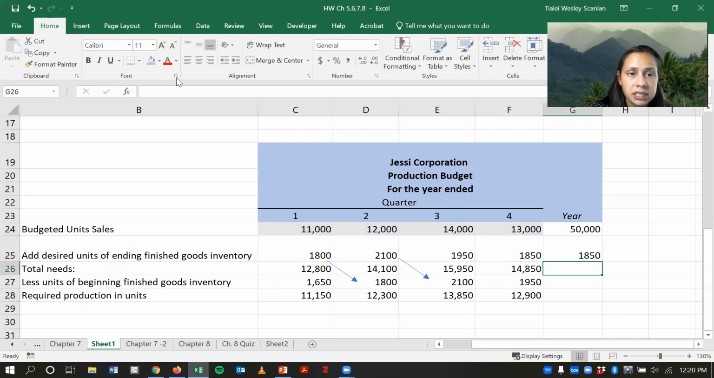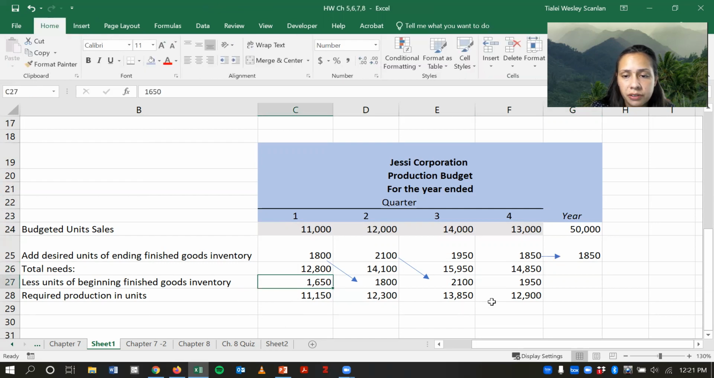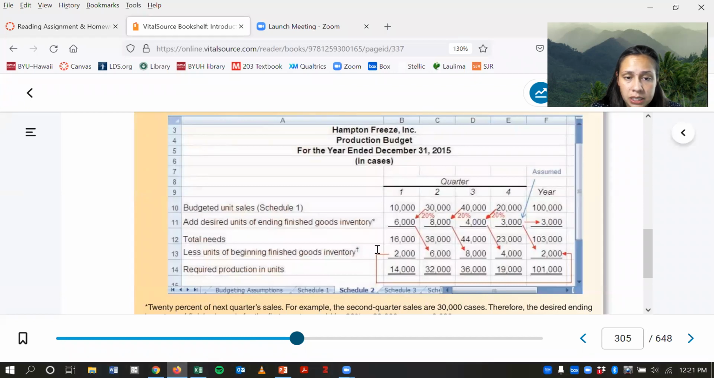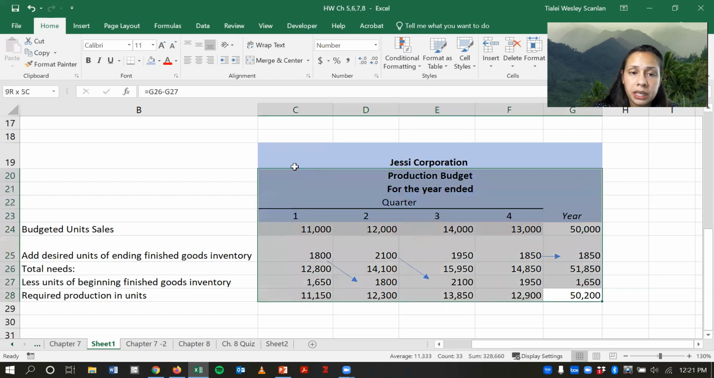So that arrow is an assumption. I'll insert another arrow there. This is an assumption here. And then our beginning 1,650, that big arrow around it, the beginning is the beginning for the year. So you see that big arrow that makes the beginning inventory become the beginning inventory for the year total, to have it be reflecting more accurately. And so now I've added those two and I will subtract the total needs minus the beginning, which was assumed, or we use the beginning for the full year. And so our required production for the full year, that's how we would complete this schedule.